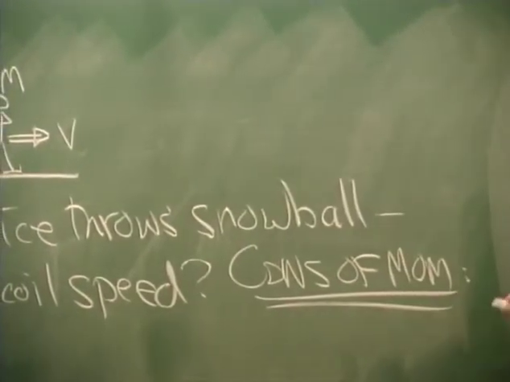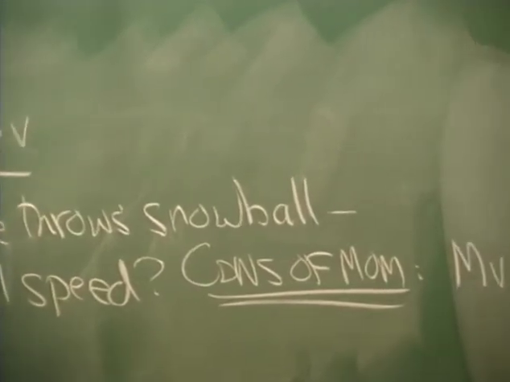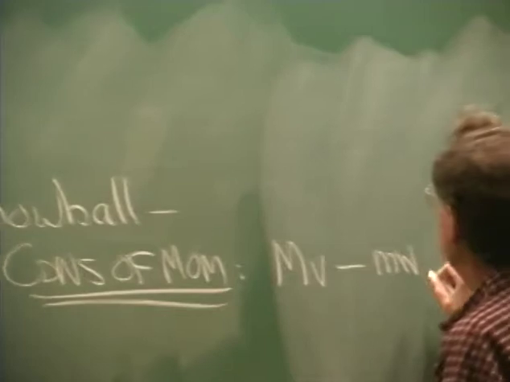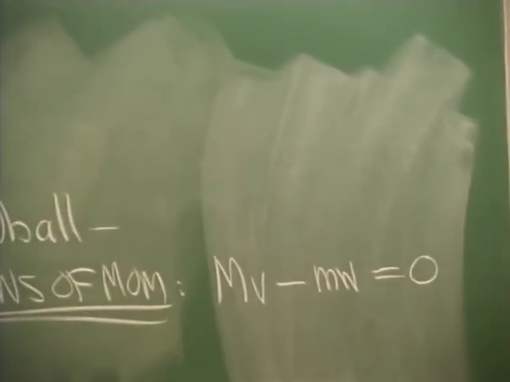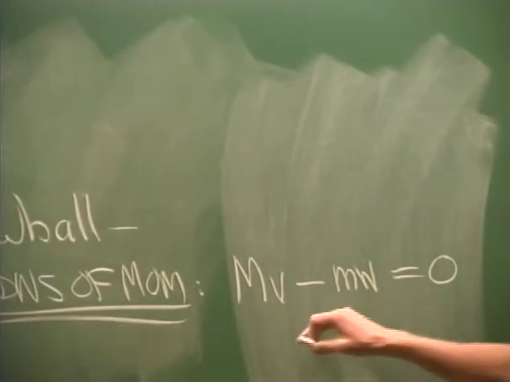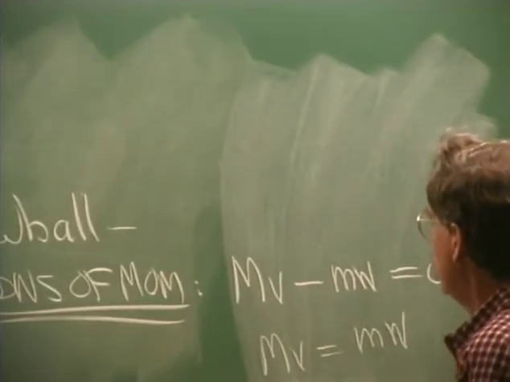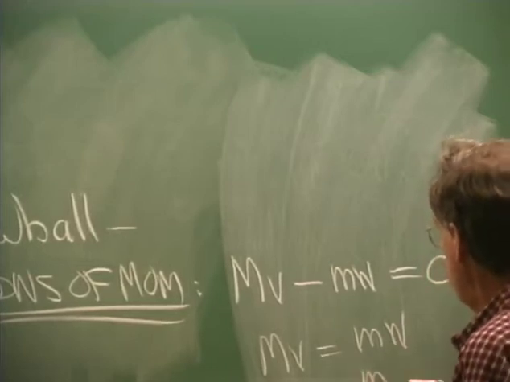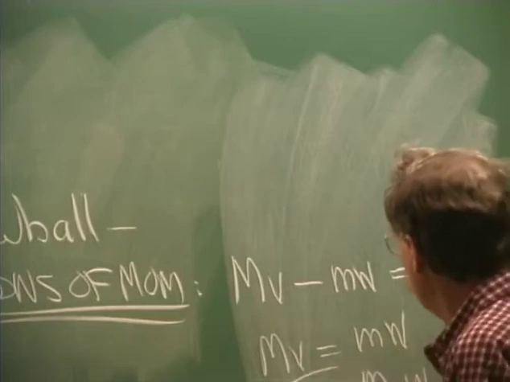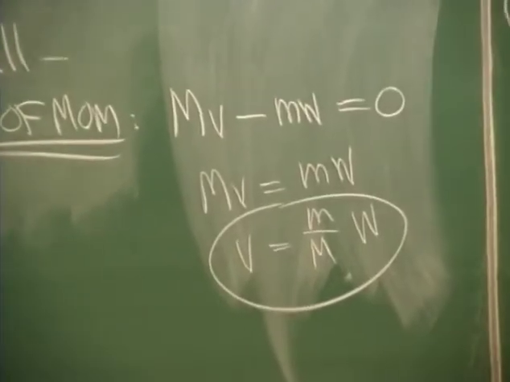Afterwards, there's momentum to the right, hers, mv, and there's momentum to the left, mw. And the sum of those must be equal to 0 because that was the original momentum. So that tells me that mv is equal to mw, or v is equal to little m over capital M times w. So that's the recoil speed. How do I get it? Conservation of momentum.